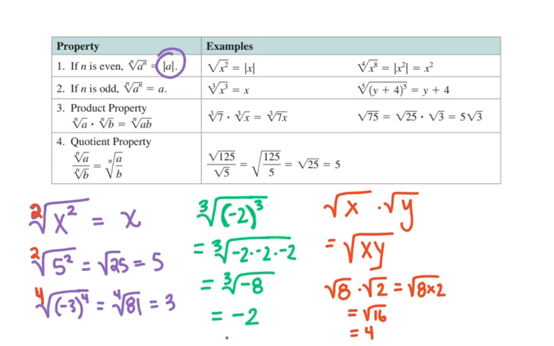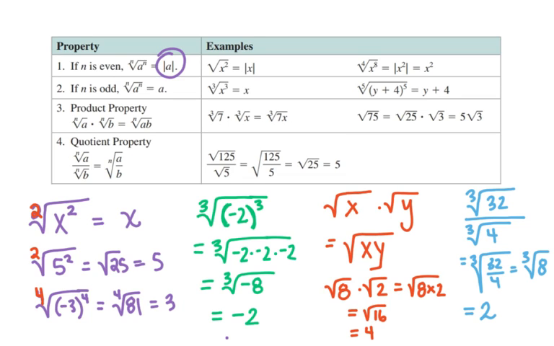Okay, similarly, we have the same thing for quotients. Quotients are dividing. So for example, if we have the cube root of 32 divided by the cube root of 4. Now, the cube root of 32 is not a pretty number, and the cube root of 4 is not a pretty number, but you can combine those into the cube root of 32 divided by 4. 32 divided by 4 is 8. And the cube root of 8 is a nice number. It's just 2 times 2 times 2. So the cube root of 8 is 2. Okay, those are the properties. And we'll do a few more examples to practice.